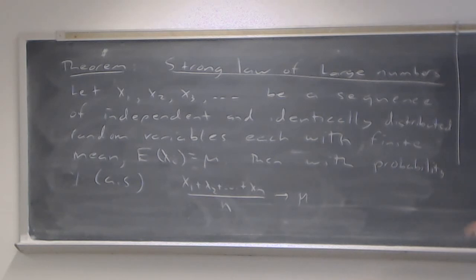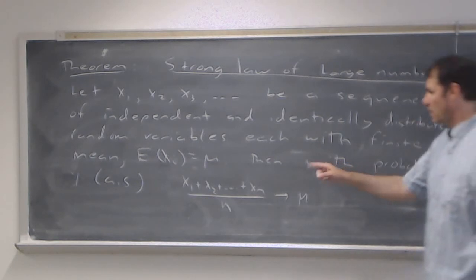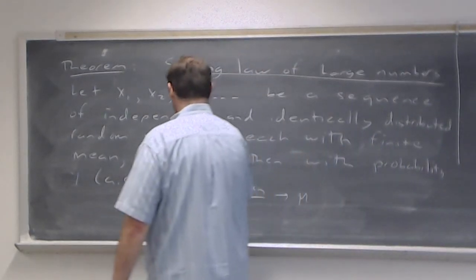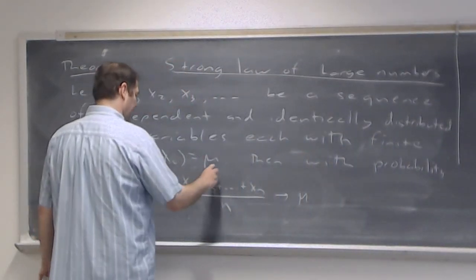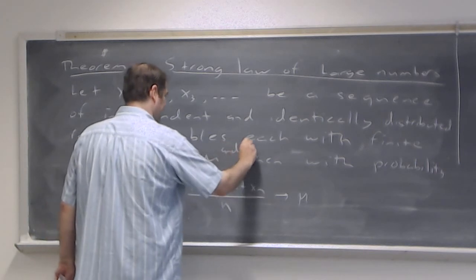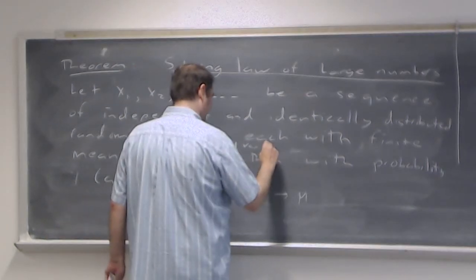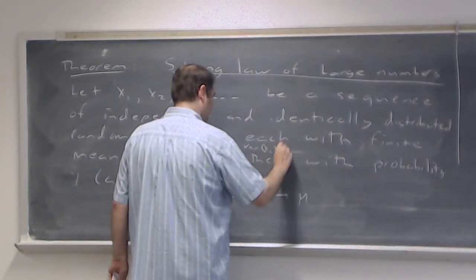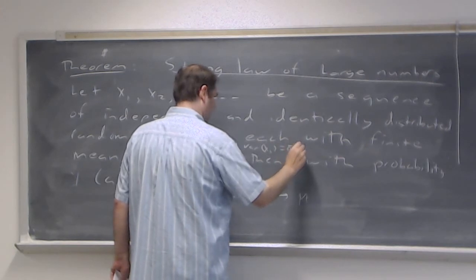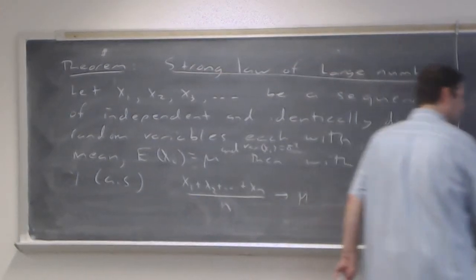I should say something here. It not only has expected value mu, it should also have finite variance, so the variance of X_i equals sigma squared. And so I'll insert that.